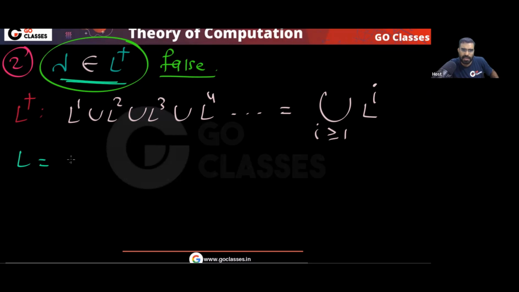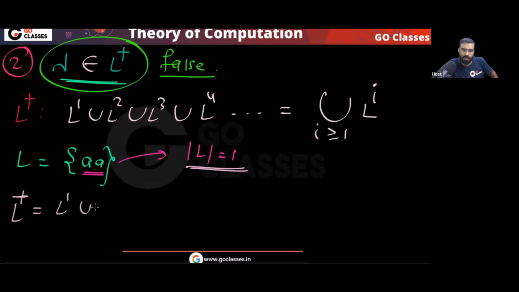You can consider this language L equal to the language in which you have double A. In this language, you have only one string, so this is your single string language. Here you can notice the cardinality of L is equal to 1. There is only one string in this language. You tell me, what is L plus?